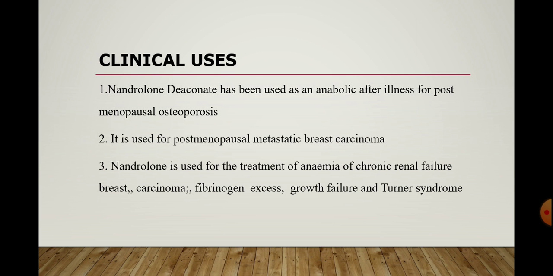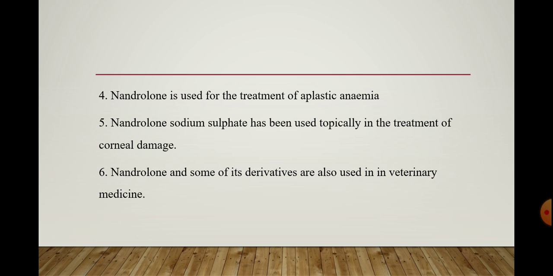Next are the clinical uses. Nandrolone decanoate has been used as an anabolic after illness, for postmenopausal osteoporosis. It is used for postmenopausal metastatic breast carcinoma. Nandrolone is used for the treatment of anemia of chronic renal failure, breast carcinoma, growth failure and Turner syndrome. Nandrolone is also used for the treatment of aplastic anemia.